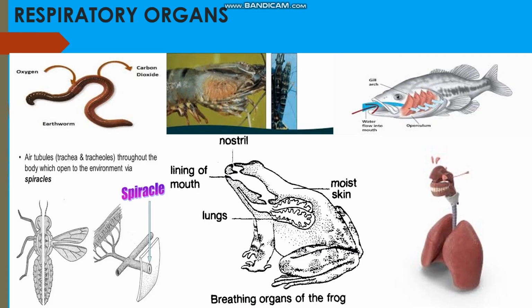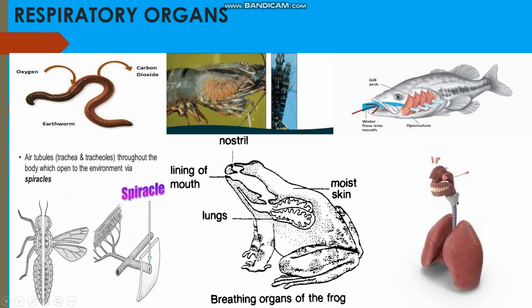Before we start with the topic, let us recall the respiratory organs in animals. Here you can see the picture of an earthworm. The respiratory organ in earthworm is the moist skin. You can see oxygen entering the body and carbon dioxide leaving the body. So the respiratory organ in earthworm is the moist skin. Now in this picture you can see a prawn. The respiratory organ in prawns are the gills. And here you can see a fish where the respiratory organs are the gills.